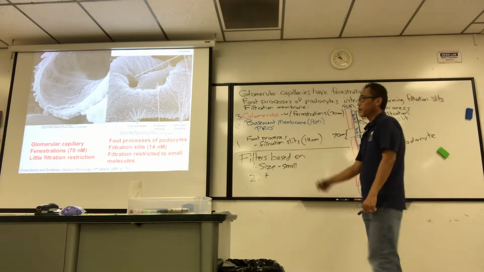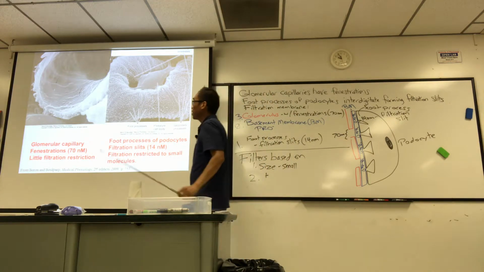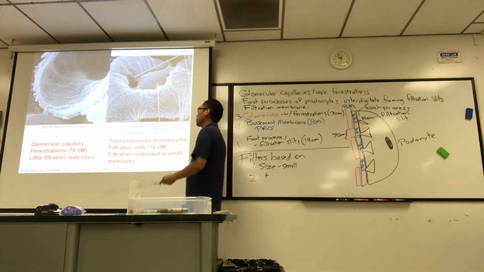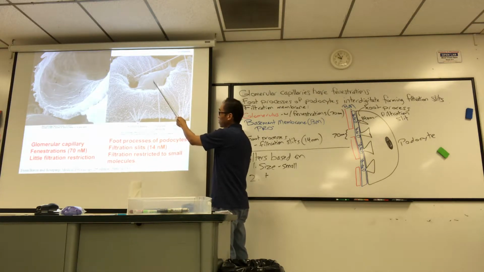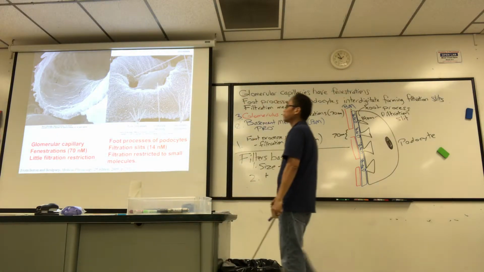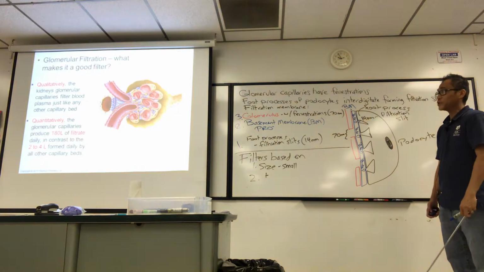So here's the real picture of it. From the inside of the capillary, you can see the peppered fenestrations. On the outside, because the podocyte cell is there, you can see the filtration slits. All right? So the real picture is way more impressive than the illustration.